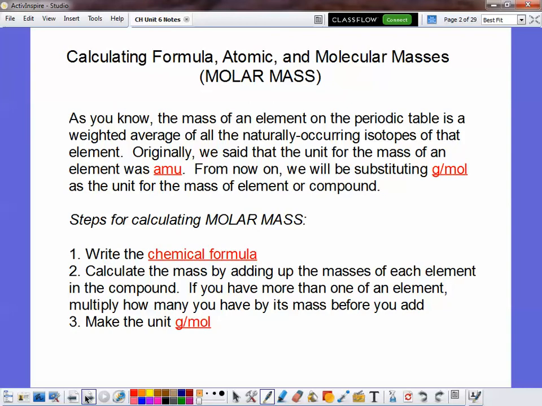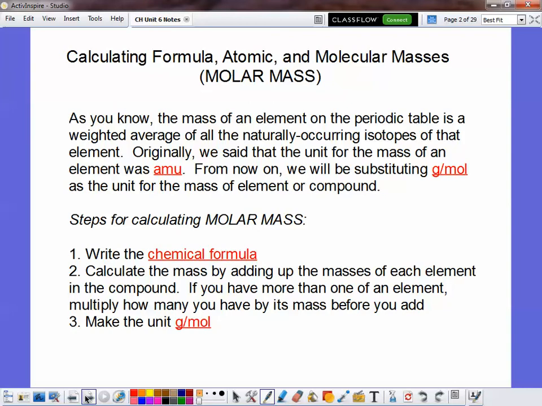Okay. All right, so the steps for calculating molar mass. The first thing you need to do is write the chemical formula. Sometimes, in the examples that we're going to have, I'm just giving you the formula already. In other examples, you might have the name and you have to write the formula. Remember, nothing ever goes away in chemistry, so writing the formulas from the names, that Unit 4 stuff, ain't going away. All right?